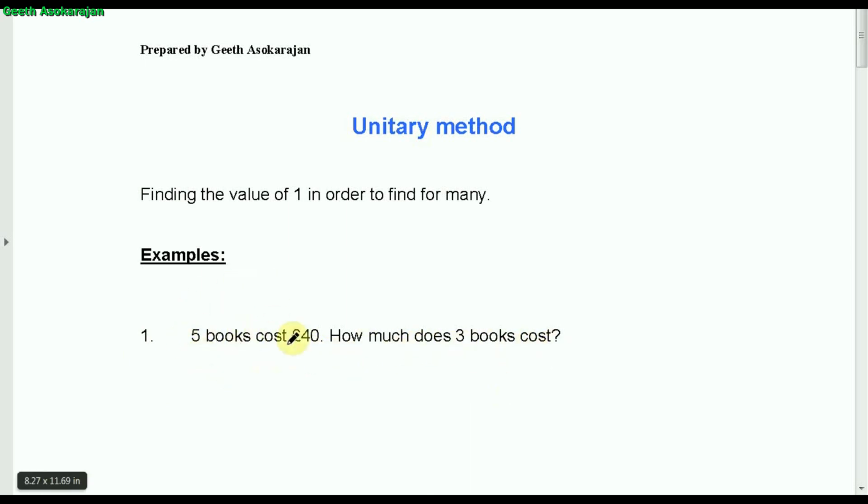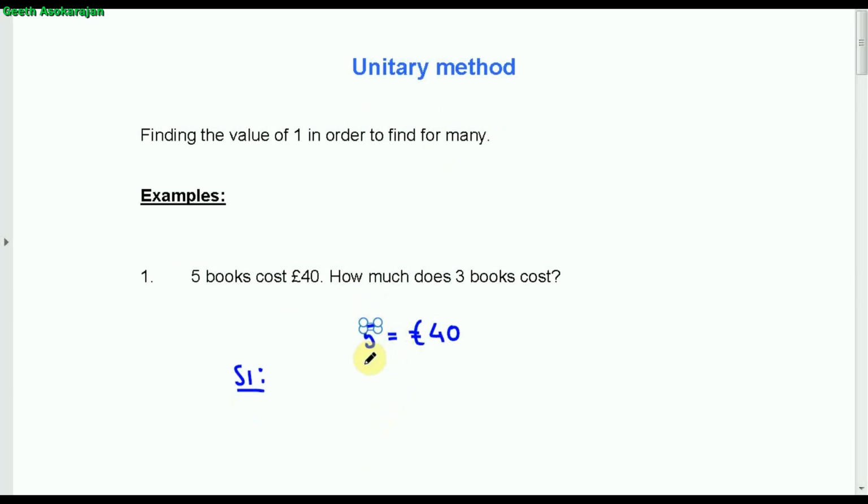So we can write this mathematically as 5 books and that costs £40. Now the first step of the process is to find the cost of one book. So in order to make this 5 a 1, because this is the cost of 5 books, we need to divide both sides by 5.